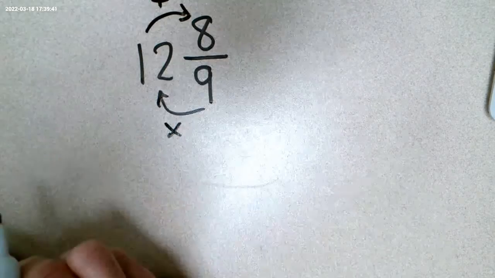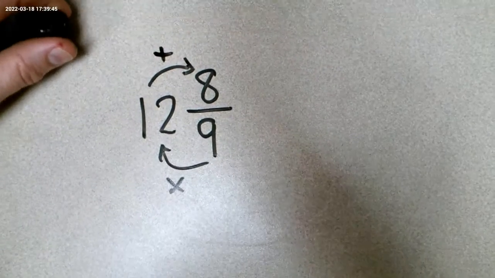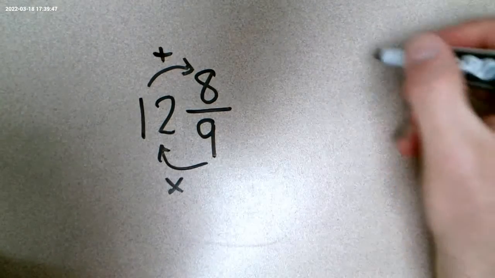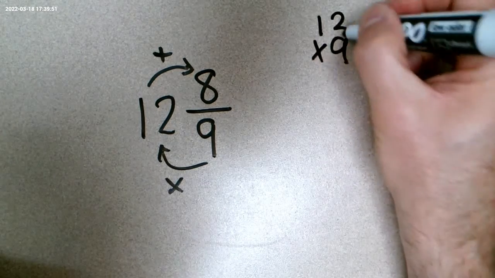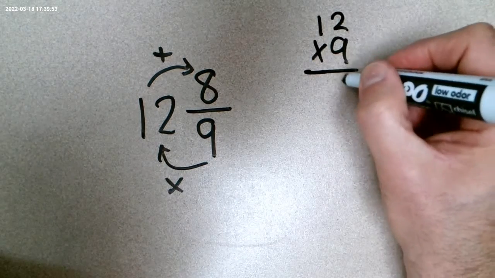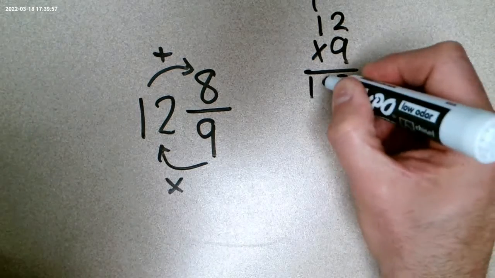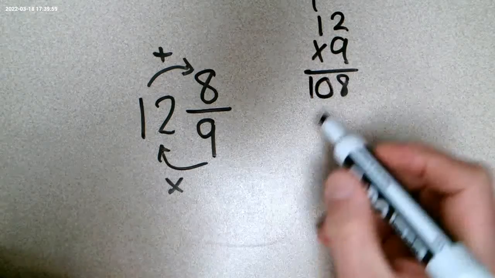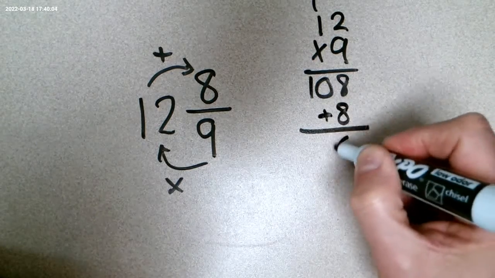Again, let me show you how to do that. Let's pick another one. Let's go 12 and 8/9. Woo! That's a big number. Multiply, add. That's all you've got to remember.